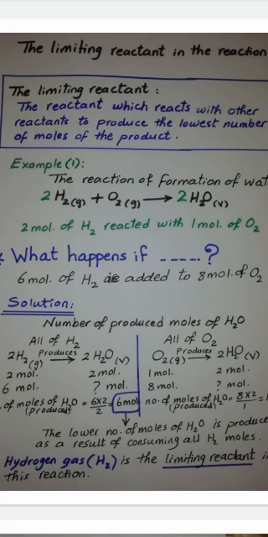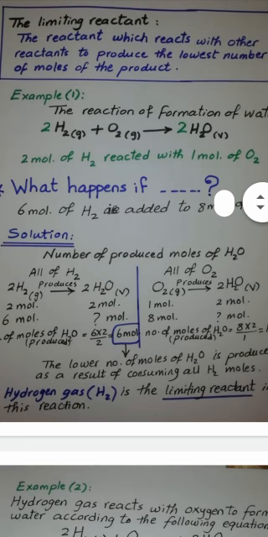In this problem, we must determine the limiting reactant by calculating the number of moles of water produced from hydrogen the first time, then produced from oxygen the second time, and compare between them. We will find that the number of moles of water produced from hydrogen is lower than that produced from oxygen. Then the limiting reactant is hydrogen.